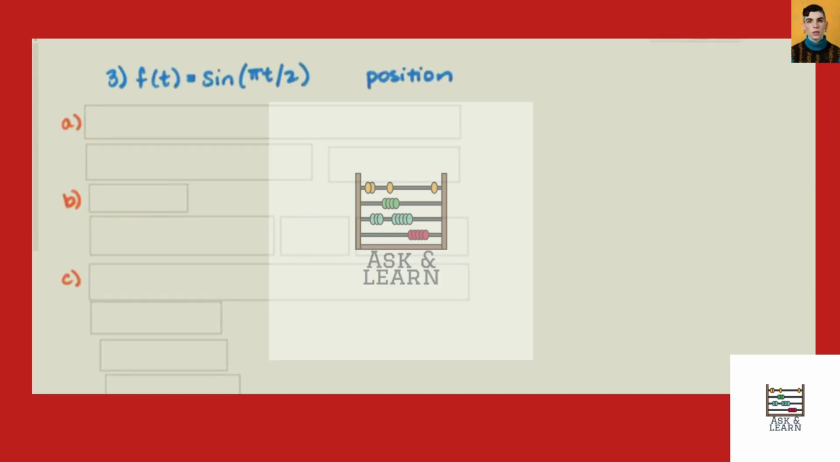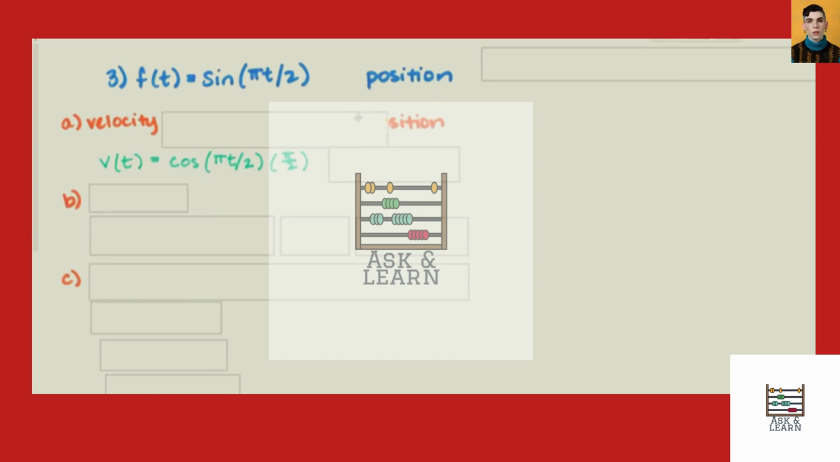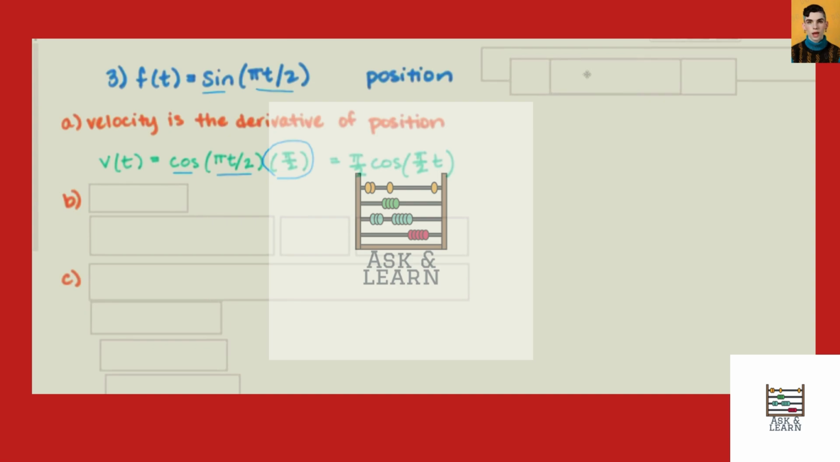Here we have a position equation, and for part A we want to find the velocity. Remember that the velocity is the derivative of position. So we're going to use the chain rule, and we know that the derivative of sine is cosine. Then we have cosine of the inside, and then we multiply that by the derivative of the inside. Then we simplify just by writing the pi over 2 in front of the cosine.